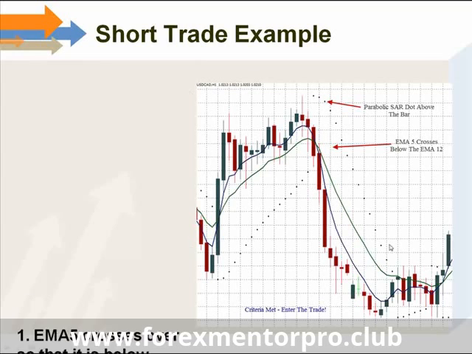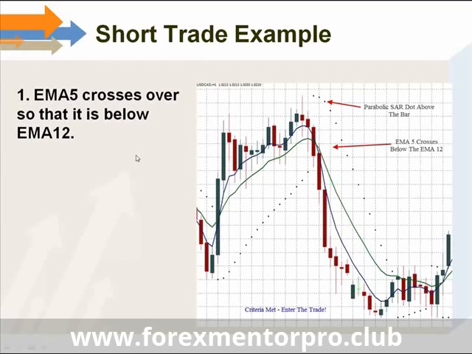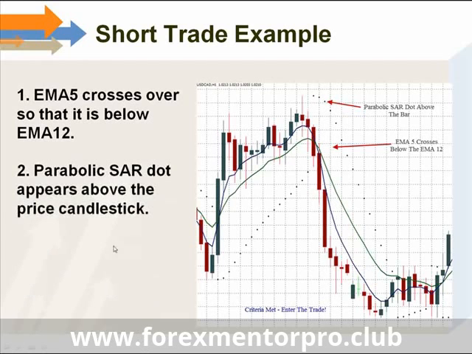So I've got a chart here. We're looking for two conditions to enter a trade. We need the EMA 5 to cross over so that it is below the EMA 12, and looking on this chart, the blue line has crossed under the green line, so that condition is met. And when that happens, we need the parabolic SAR dot to appear above the price candlestick. And just going up right above that point, the parabolic SAR dot is right there. So at that point, that's our indication to enter the trade.